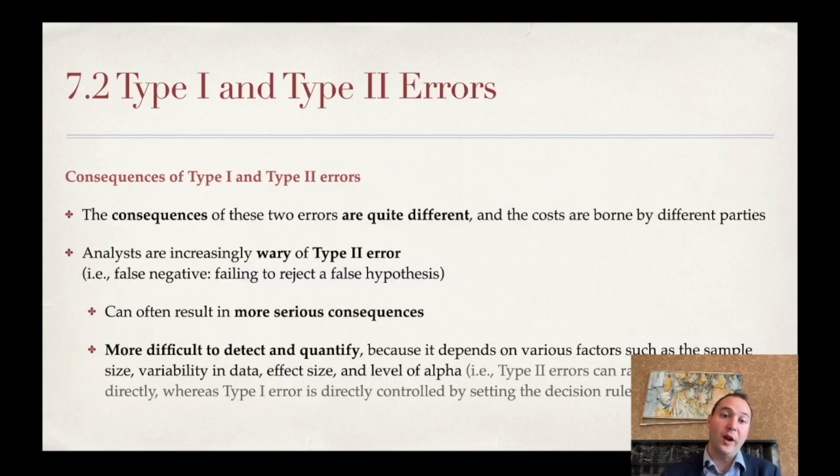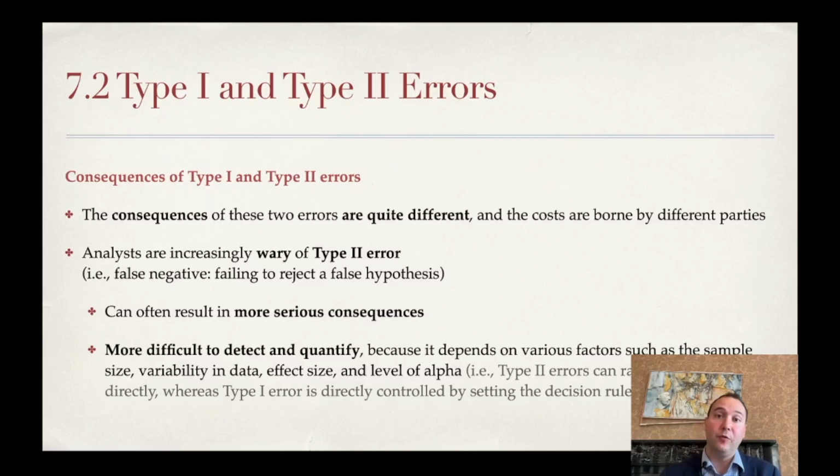Analysts are increasingly wary of type 2 error, a false negative, failing to reject a false hypothesis. It can often result in more serious consequences. Obviously, it depends on what is the null hypothesis that we're testing, but in most cases, failing to reject a false hypothesis has more serious consequence, as we saw with the pregnancy example. It's more difficult to detect and quantify as well because it depends on a lot of different factors, such as the sample size, variability in data, the effect size, the level of alpha that we set.